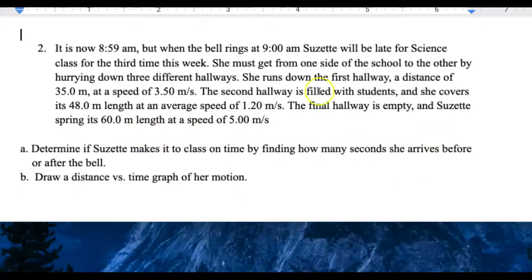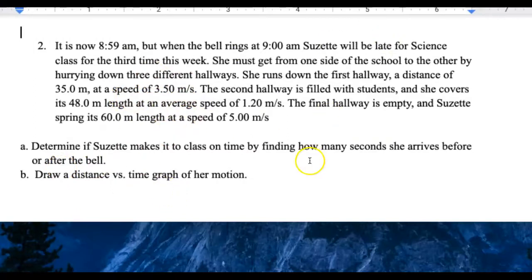Then you're going to go to number 2 here, and I'm giving you some times to look at, some distances, some speeds. First thing I'm asking is determine if Suzette makes it to class on time by finding how many seconds she arrives before or after the bell. It's 8:59. She needs to get from one side to the other within a minute. Okay, so you have to do a little bit of math to determine. Then I want you to draw a graph showing what she did.